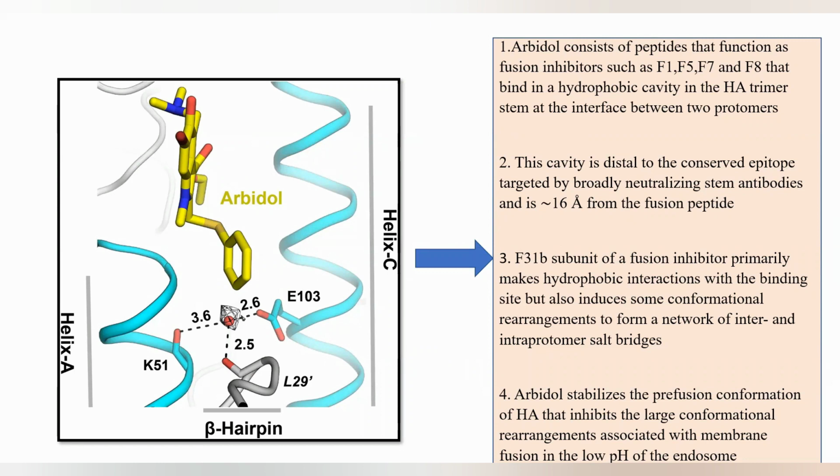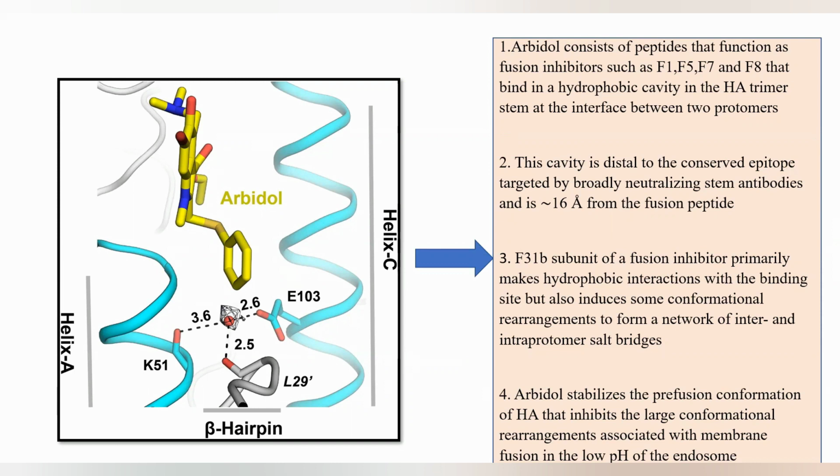So where does it bind? Let's look at it more closely. Arbidol consists of peptides that function as fusion inhibitors such as F1, F5, F7, and F8. All these peptides tend to bind in the hydrophobic cavity in the HA trimer stem at the interface between two protomers. Binding of Arbidol to the hydrophobic cavity in the HA trimer will make some hydrophobic interactions and will induce some conformational rearrangements to form a network of inter- and intraprotomal salt bridges, which will then block the pH-induced conformational rearrangements.